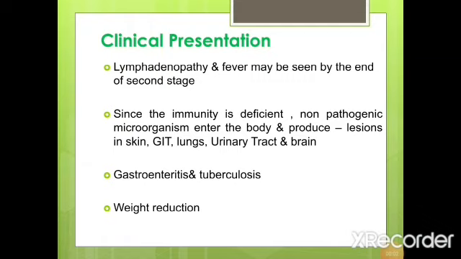Clinical presentation includes lymphadenopathy and fever. This lymphadenopathy and fever may be seen by the end of the second stage. And since the immunity is deficient, non-pathogenic microorganisms also enter the body. They will produce lesions in the skin, gastrointestinal tract, lungs, urinary tract, and brain. So there will be gastroenteritis and tuberculosis, and weight reduction is seen in all cases.